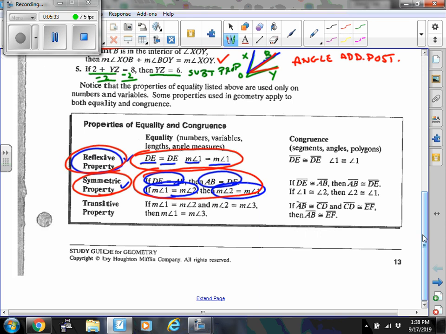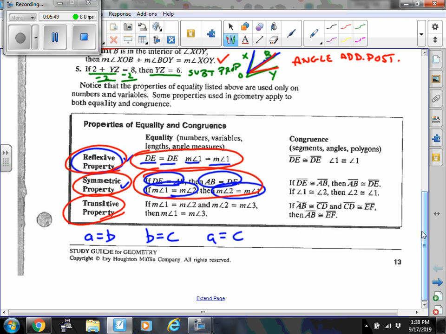I can iterate this in a different way. If the number A equals the number B and B equals C, doesn't it follow that A must equal C? That's referred to as the transitive property, one side.